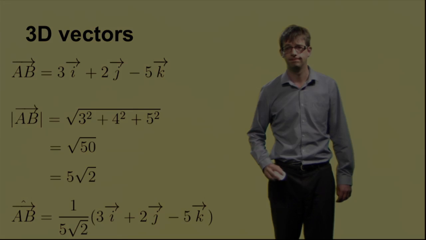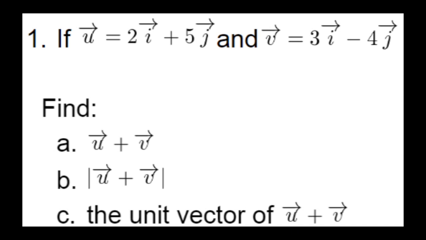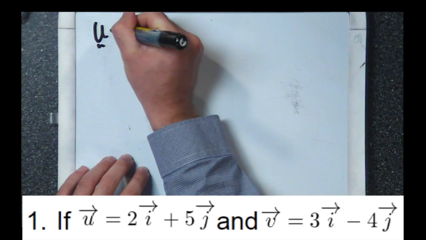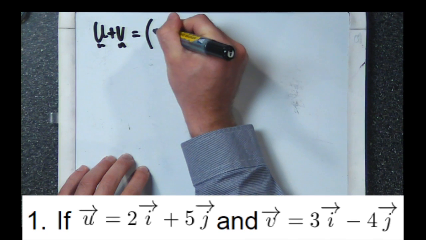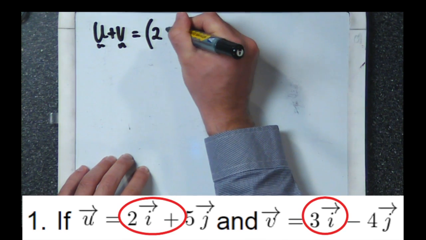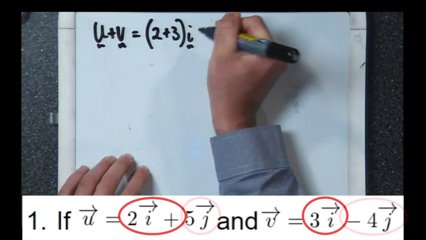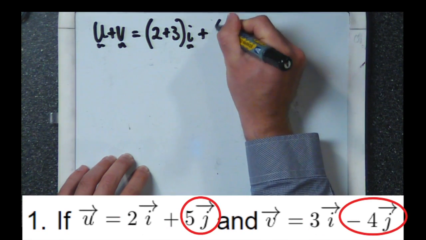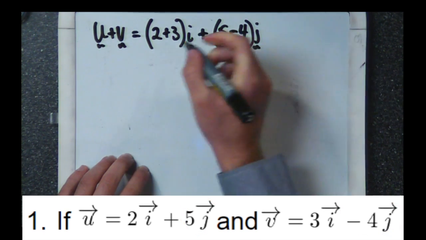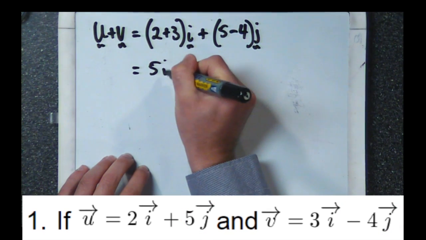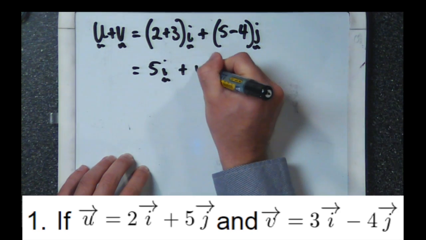Now for an example: if u equals 2i plus 5j and v equals 3i minus 4j, find u plus v. So u plus v equals, now we just add the components together. In the i direction, I've got 2 plus 3i, and in the j direction, we've got 5 minus 4j. So that gives me 5i plus j.